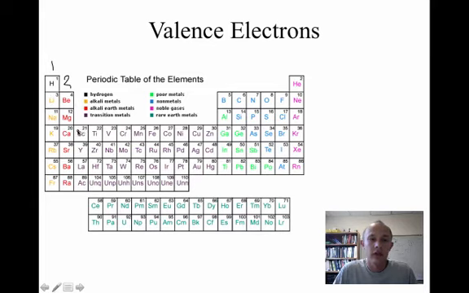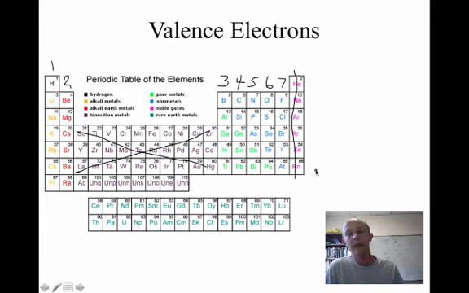These all have 2. We're going to pretty much completely ignore the transition metals. This column has 3 valence electrons. This column has 4 valence electrons. This column has 5. This column has 6. This column has 7. We're going to ignore these guys. So it's very easy to generate a Lewis dot structure of an atom. We just need to know the number of valence electrons.